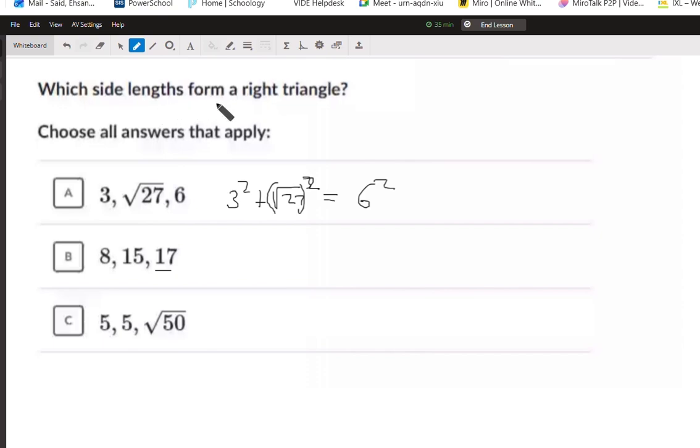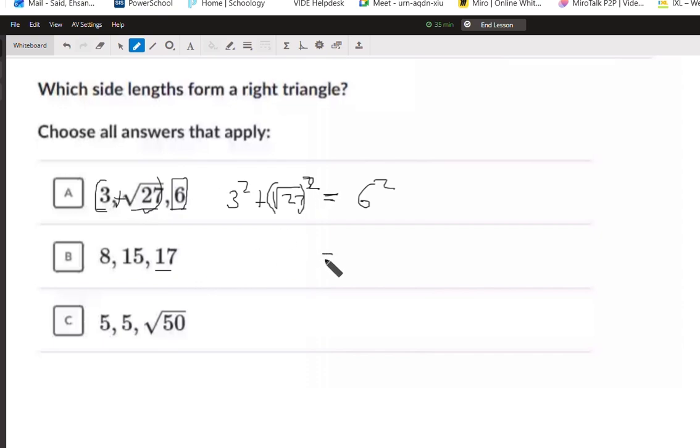Okay, so which side lengths form a right triangle? So this is what we have to do. We have to look at the three side lengths. This is the bigger one, with a length of 6, so we put the length of 6 squared equal to the other two, which we're going to add, because those are the two smaller ones.